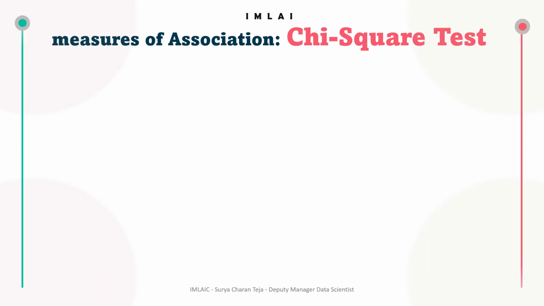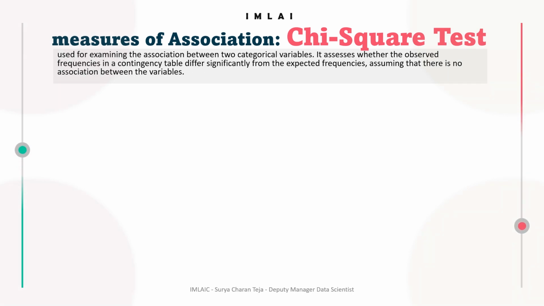The chi-square test is used to examine the association between two categorical variables, whereas cross tabulation is used to understand the association between the two categorical variables. So it assesses whether the observed frequencies in a contingency table differ significantly from the expected frequencies, assuming that there is no association between the variables. The hypothesis is that there is no association between the variables.